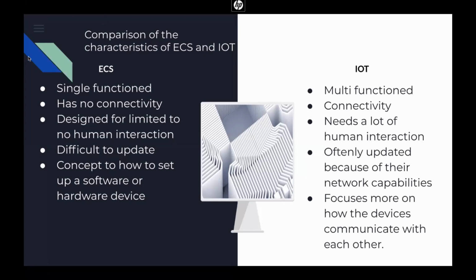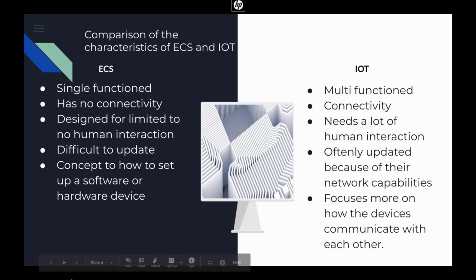And the next one is difficult to update for the ECS, since it's an isolated system. It's like a single system, so it doesn't need to be updated regularly, and updating it is difficult since, as I said, it's an isolated system. And for the IoT part, it's often updated because of the network capabilities, so it's easier to update compared to ECS.